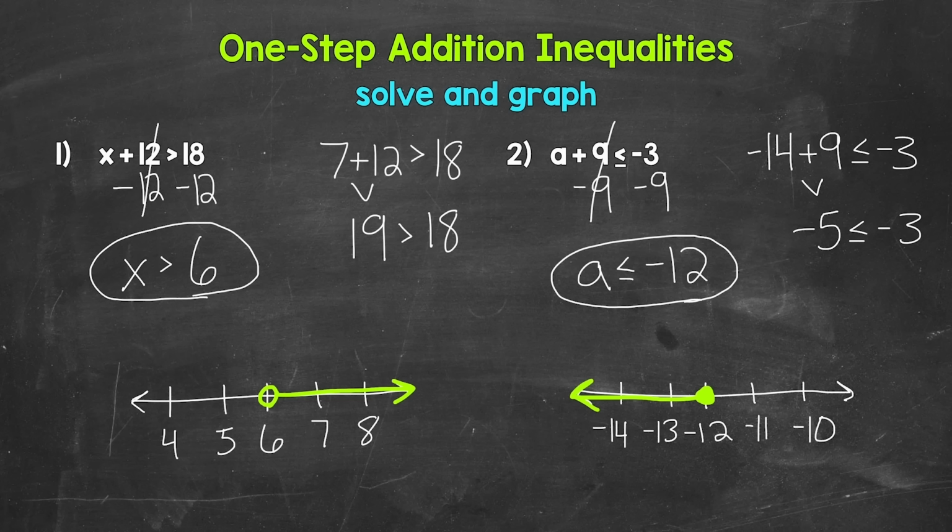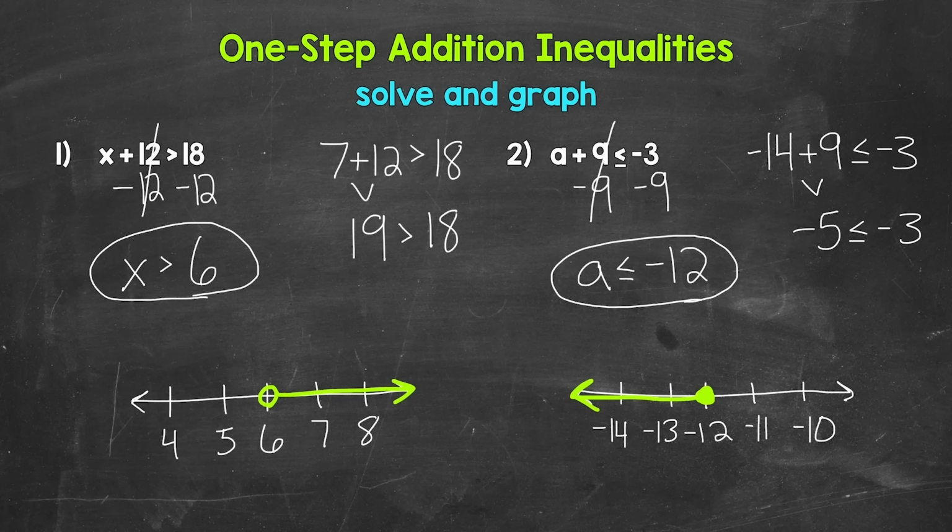And we're also actually going to check negative 12 as well to make sure that works, since A can be equal to negative 12. And we will do this mentally. So plug in negative 12 for A.